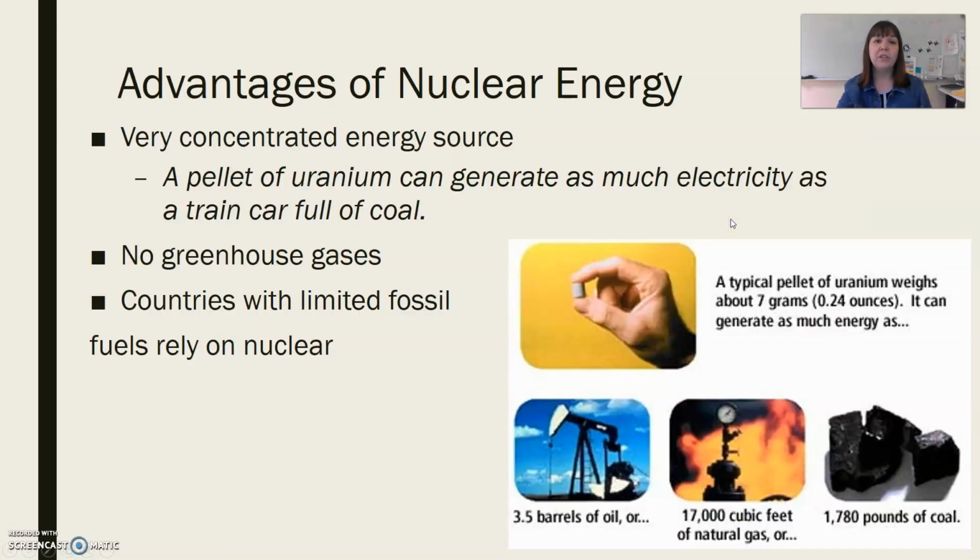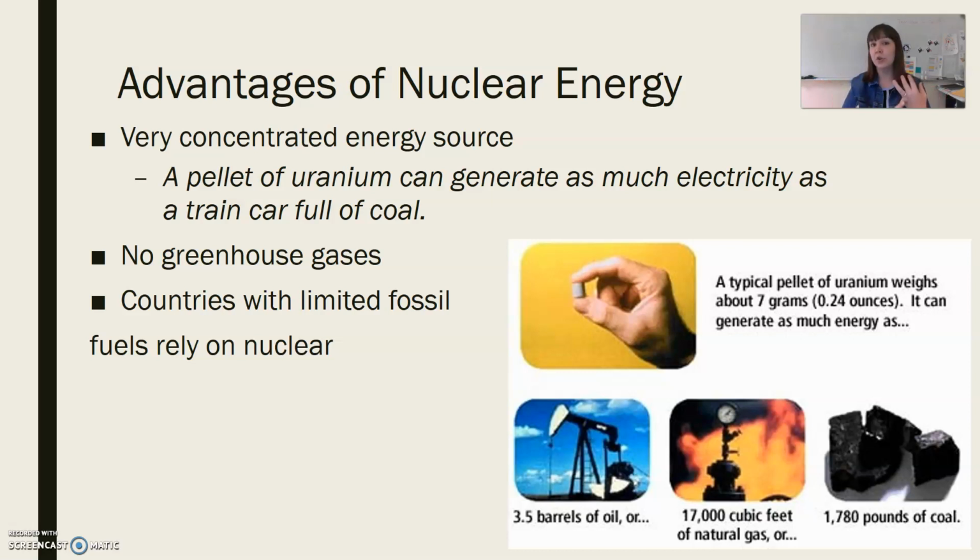It's just water. So advantages, it's very clean. It's a very concentrated energy source. You can get as much electricity out of a little pellet of uranium. And you see the little picture here, the guy holding it. That's it. You get as much energy out of that thing as you get out of a train car full of coal.